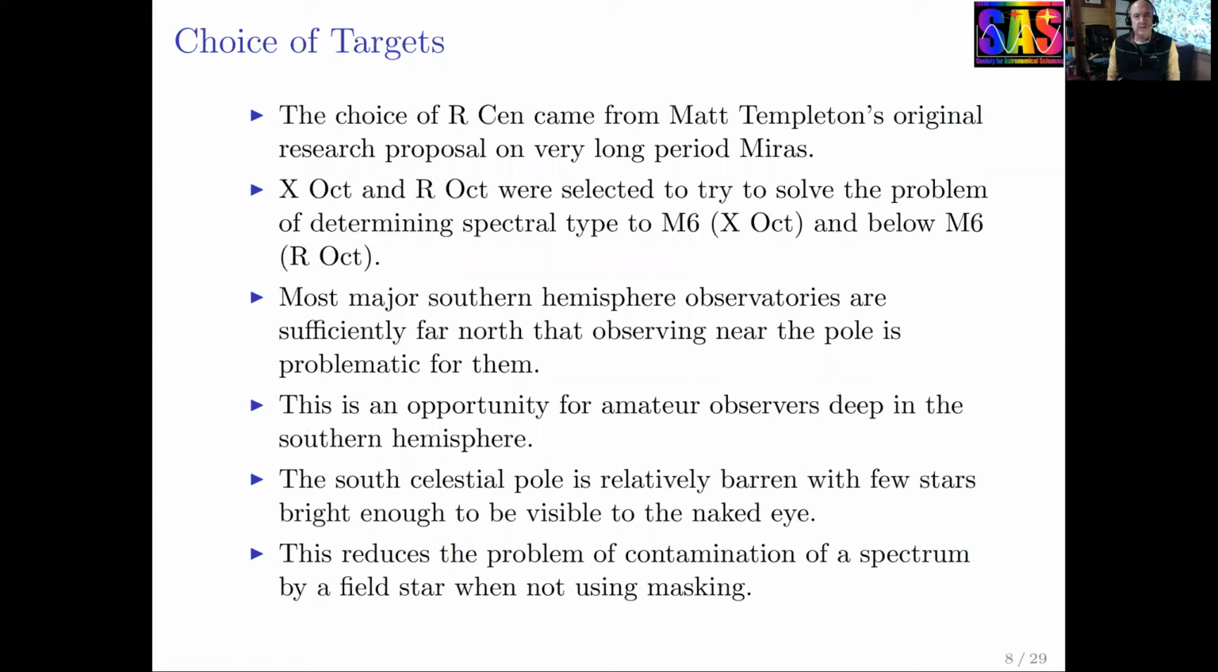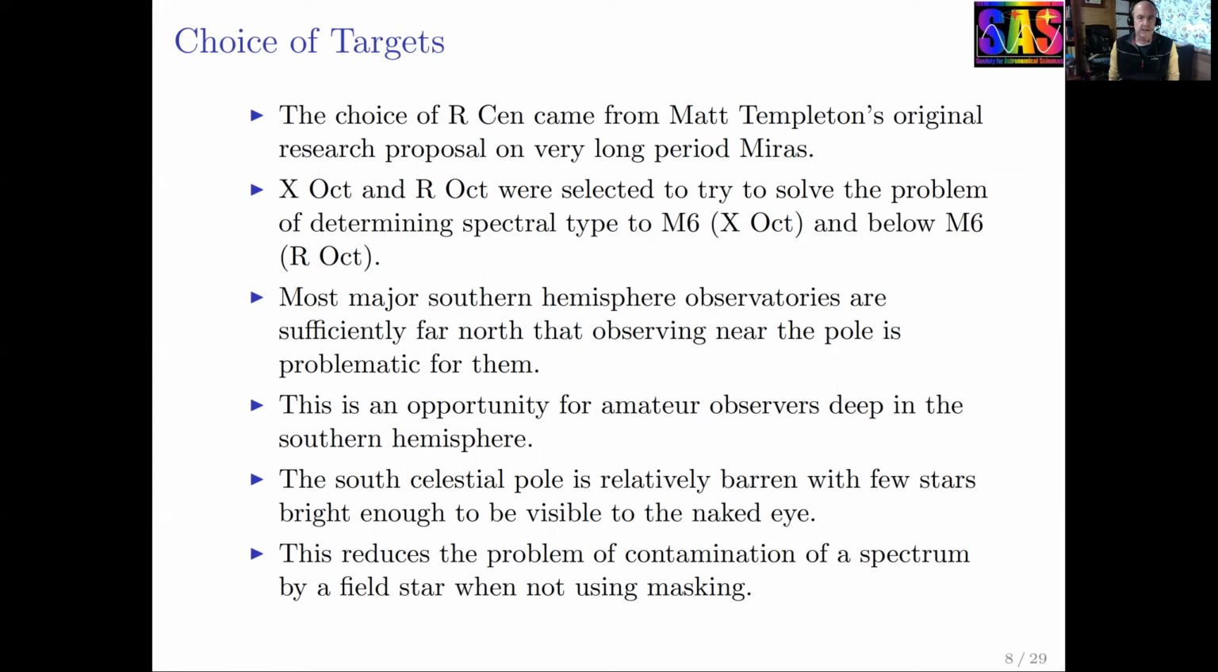So the choice of R Centauri came from Matt Templeton's original research proposal on long period Miras, and he defined long period as those with periods exceeding 450 days. We observed R Centauri for a full cycle, and then once we had done that, we realized there were a number of problems that we needed to solve to get useful science from the observing that we were doing.